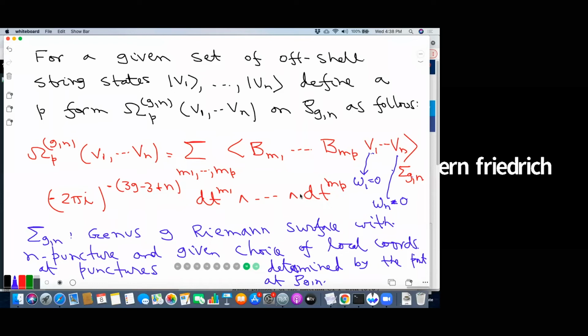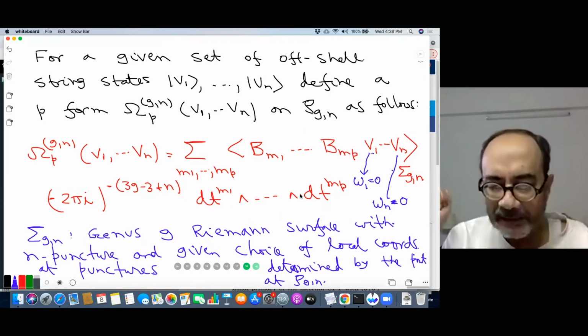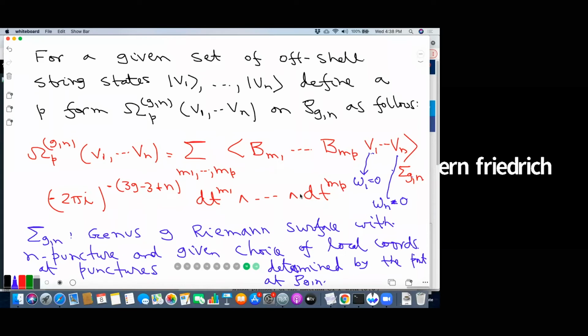Yes, but excuse me, can we have an intuition of what this form is doing? Well, we'll do an example of a sphere 4-point function using this form, and there it will become clear. This will basically be the form that you have to integrate over the moduli space to compute string amplitudes. All right, thank you.